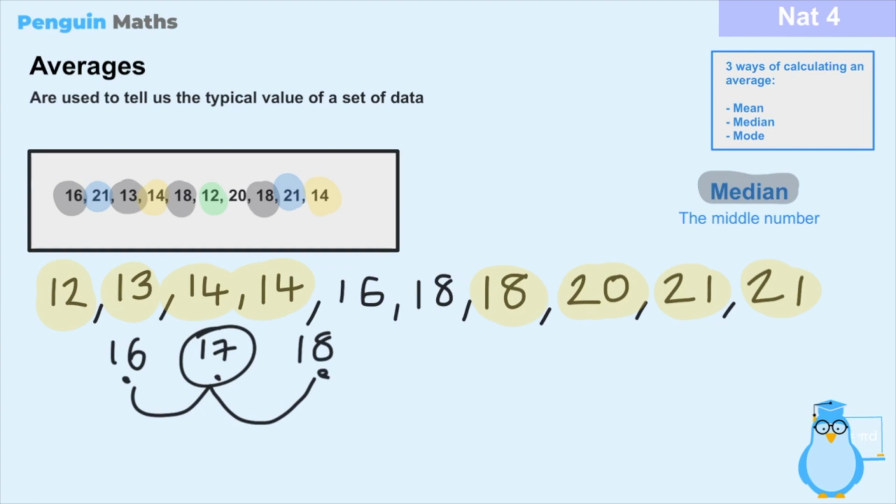Or another way that we could calculate it, if it might not be this simple, would be to add the 2 middle numbers together and then divide it by 2.